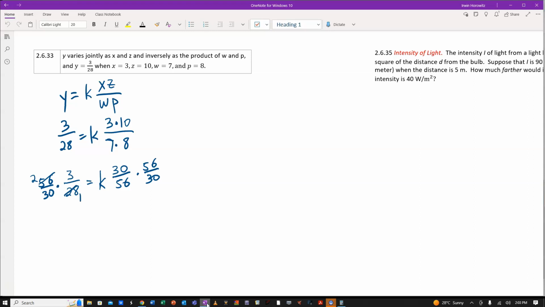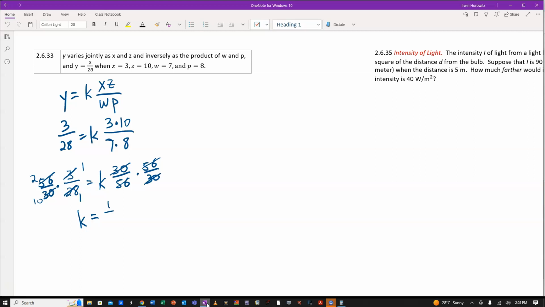And 3 divided by 30 is 1 over 10. So that becomes a 1, and that becomes a 10. And of course, on the right-hand side, the 30 in the numerator divides out the 30 in that denominator, leaving you with just 1. And the 56 in the 56 divide out and leave you with 1. So you get k equals 2 times 1 over 10 times 1.